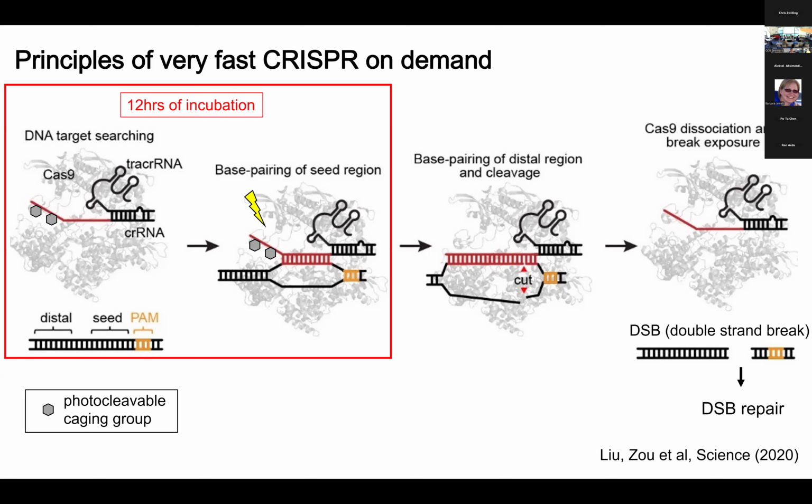And then if we introduce UV light to remove the block, it triggers a conformation change. It immediately moves on to the next step, and then the cell will be cut at the same time. So this is exactly the idea of very fast CRISPR.